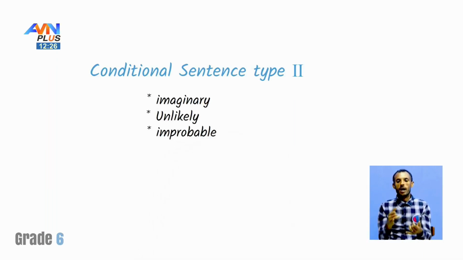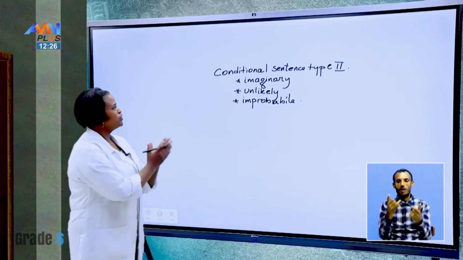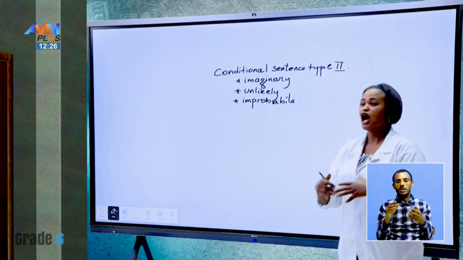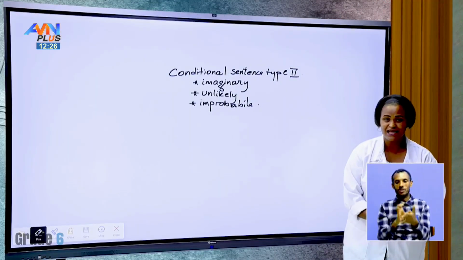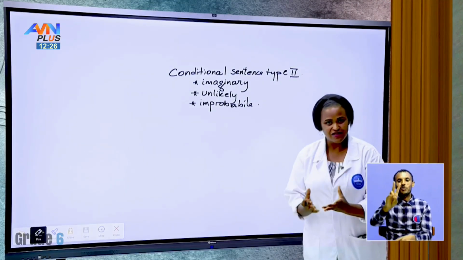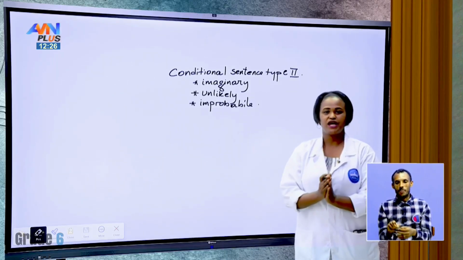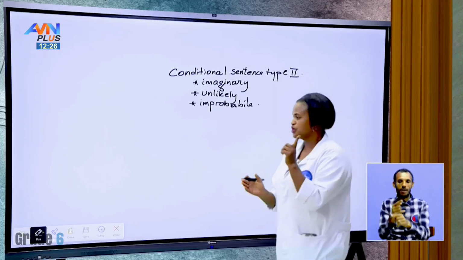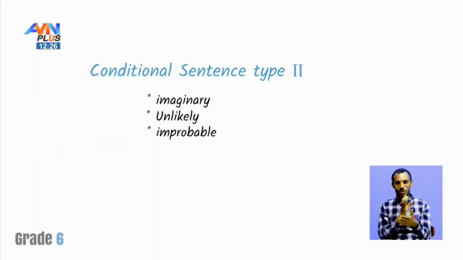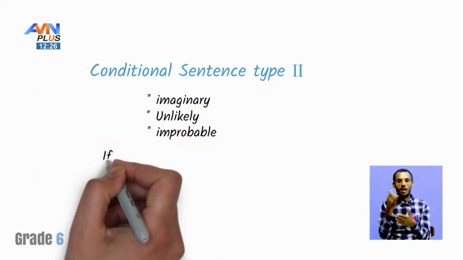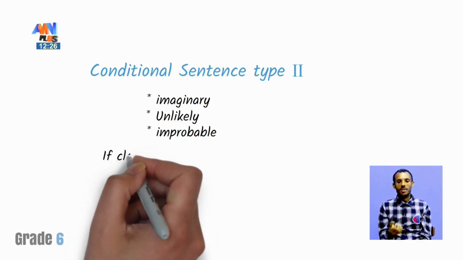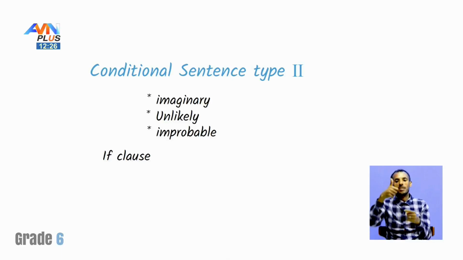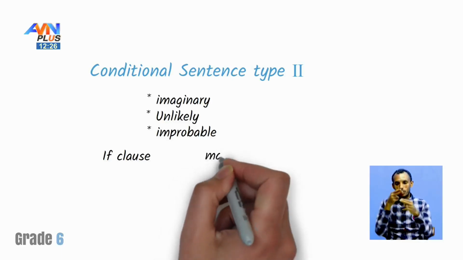Are you ready? Perfect. Now let's go. When we talk about conditional sentence, we said that conditional sentence has got how many clauses? Two clauses. What are they? If you say if clause and main clause, you're correct. We have two clauses. These are the if clause, the if part. And then there comes the other clause, which stands by itself. It is called the main clause.